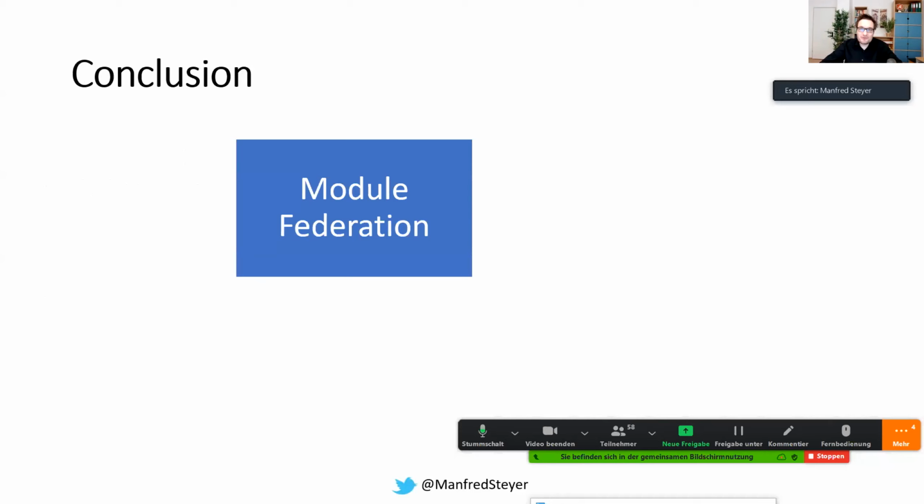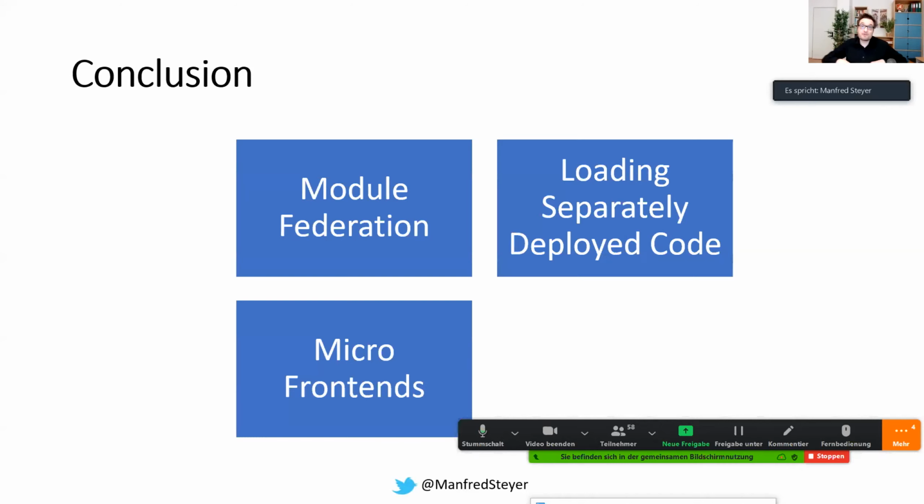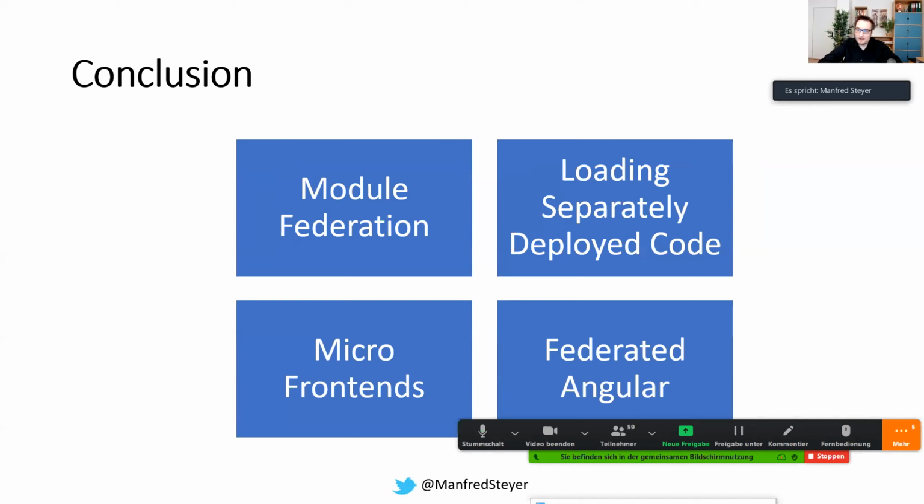Okay, let me come to a conclusion. We have seen that module federation is the new kid on the block because it allows us to load separately deployed code. This is also the key for micro frontends, and by the way, it's also the key for plugin solutions, where you have, let's call it, a software as a service product, where customers can load several extensions into it. Also, it can be used together with Angular. In this case, I'm calling it federated Angular.